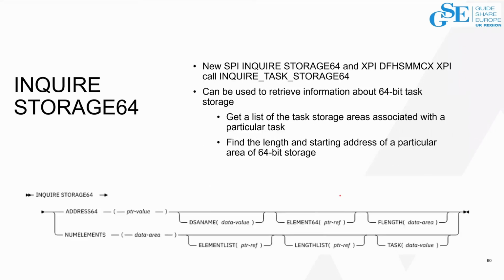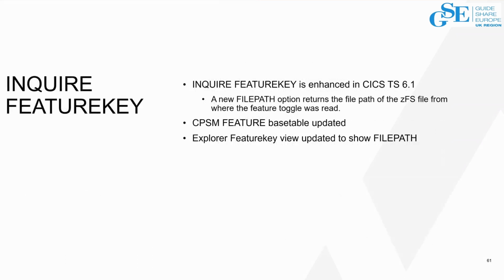Moving on again, as I've got 5 minutes: inquire storage 64. We now have an inquire storage 64, which gives you the same capabilities you have for non-64-bit storage. You can get a list of task storage that's associated with a particular task and find the length and the starting address of a particular piece of 64-bit storage. Inquire feature key, so these are the feature toggles. We've added a file path parameter to allow you to see the path name from where the zFS file CICS read the feature toggles from.